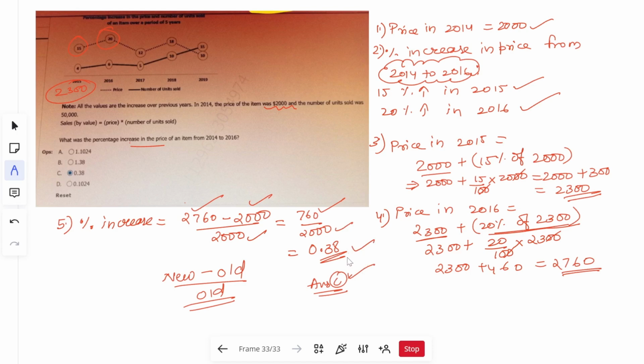These are a must, because these questions are very regularly repeated, so you can't miss out. At least if you can't practice too much, then at least understand that the answer of this will be 0.38.